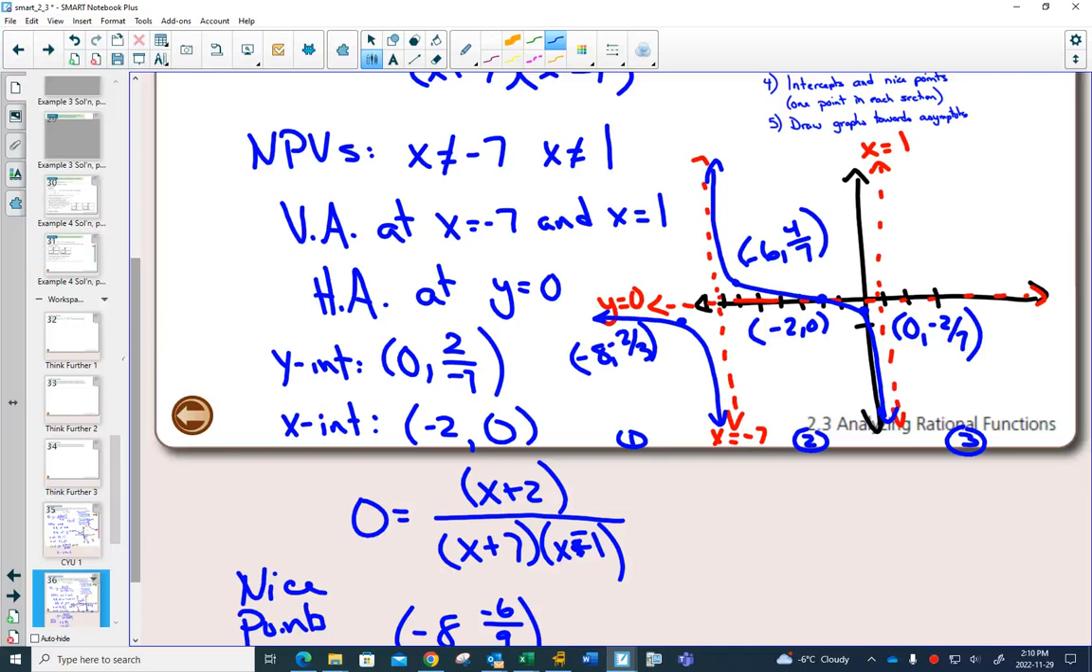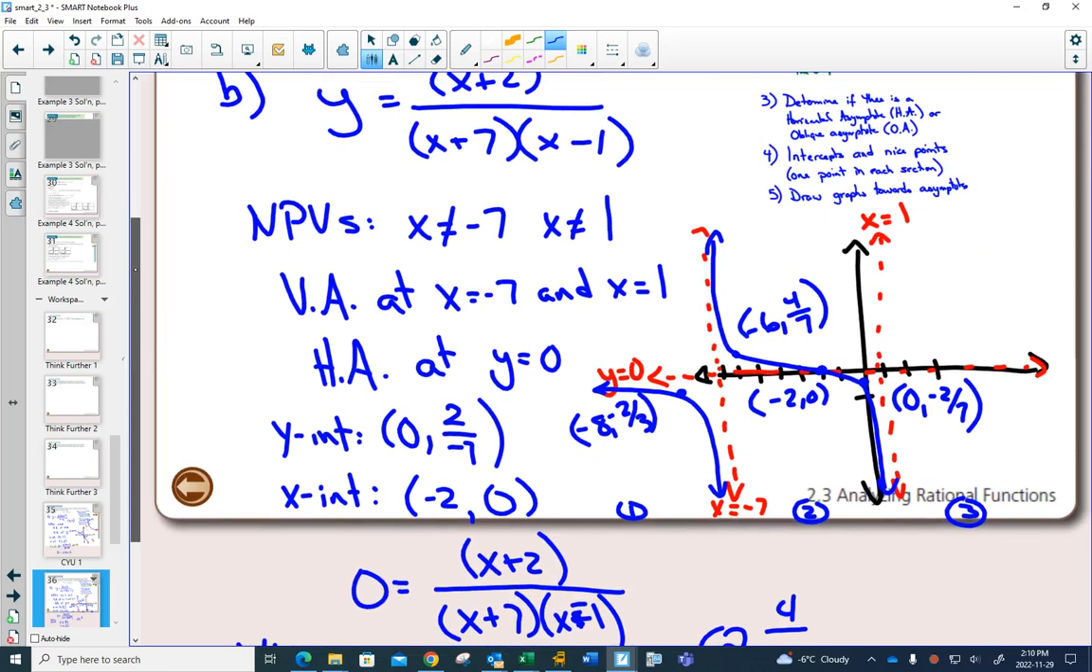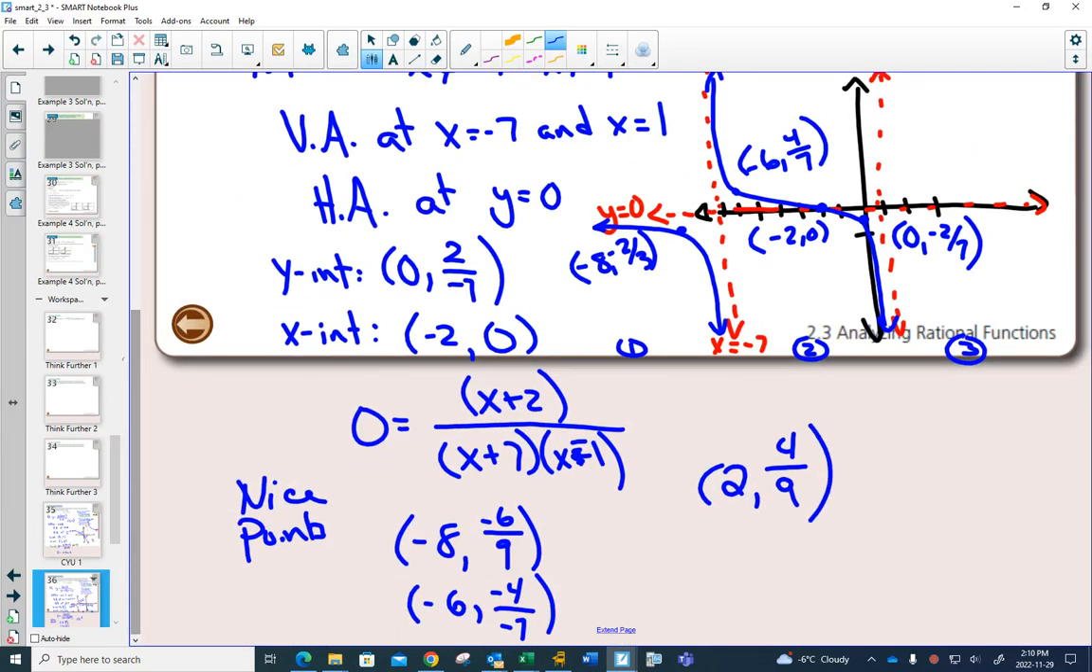We still need one more nice point. I'm going to plug in positive 2, something in section 3. I go to my factored one. Can you see that the top would be 4? And on the bottom, I would have 9 times 1, positive 4 ninths. So I would have 2, 4 ninths, and that's enough to draw that section. So this example, we need to define lots of nice points in order to graph it all. The previous one, the x-intercepts and y-intercepts, was enough to do everything.